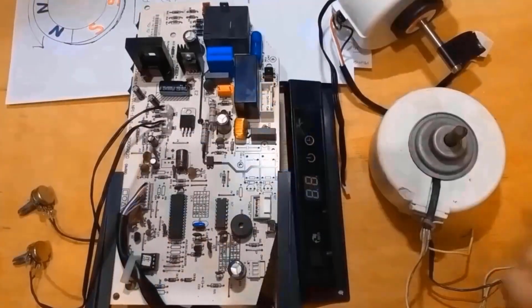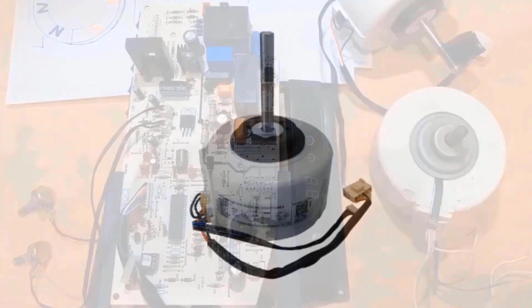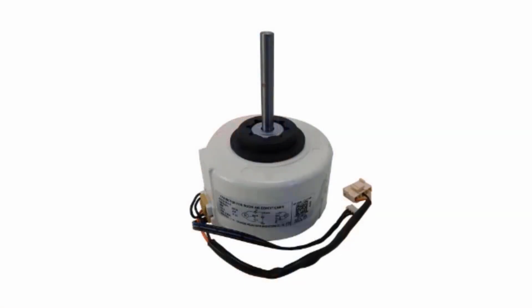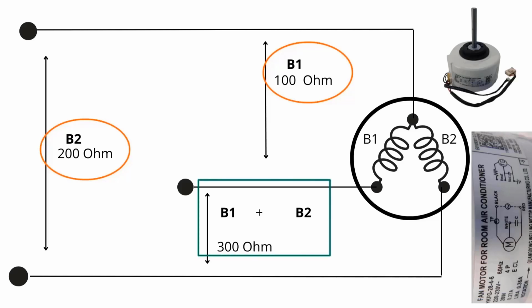Or the motor itself, the evaporator turbine fan motor, has 2 internal coils. The first coil should have a resistance of approximately 100 ohms, and the second 200 ohms. The sum of these resistances should be approximately 300 ohms. Test these measurements with a multimeter on the ohm scale. If there is a short circuit or if the resistance is out of the standard range, the motor is compromised and needs to be replaced.